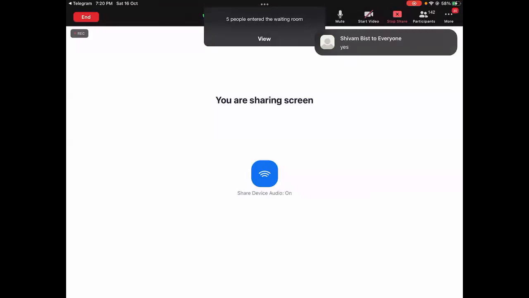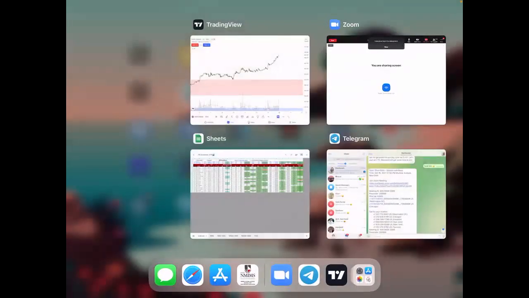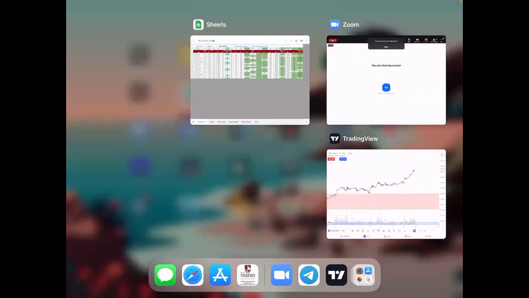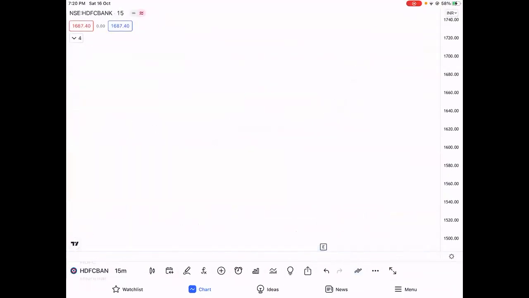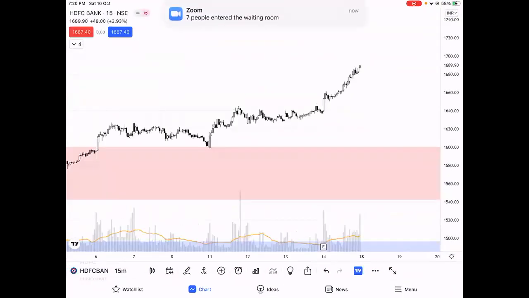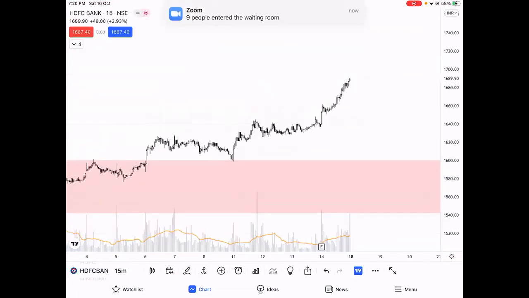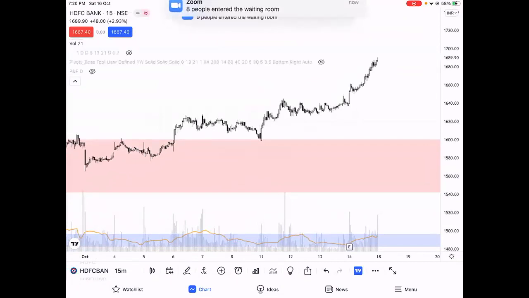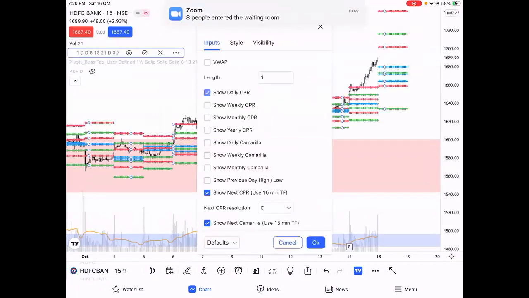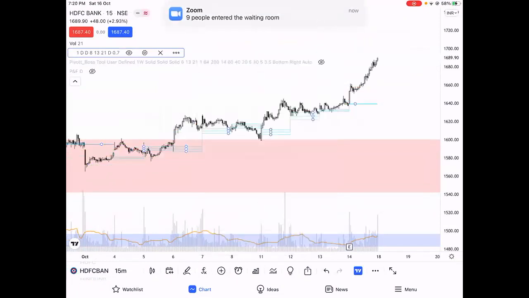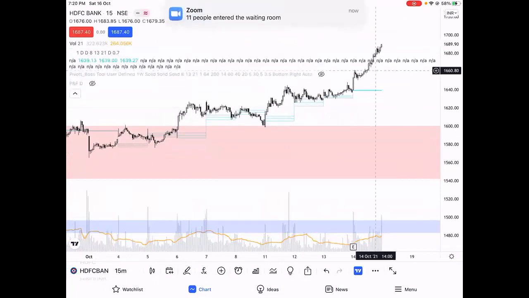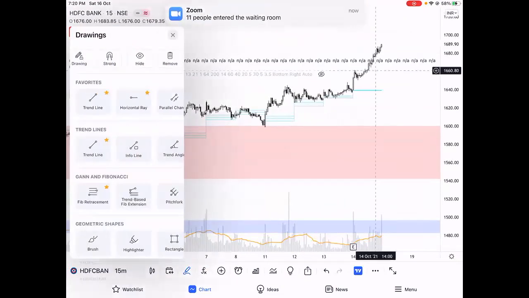the types of CPR. So here you can see a chart. Now let's apply only daily CPR. Let me remove everything from here.